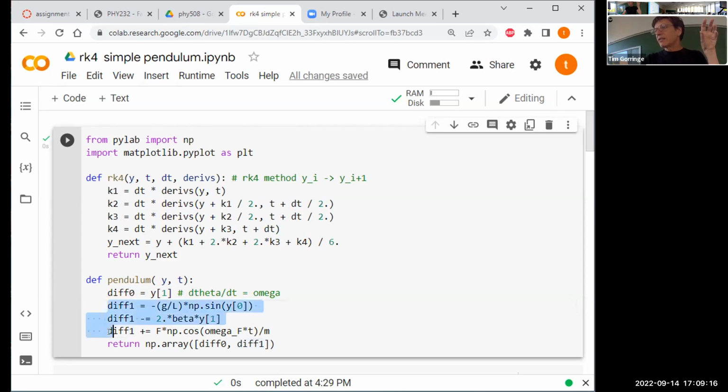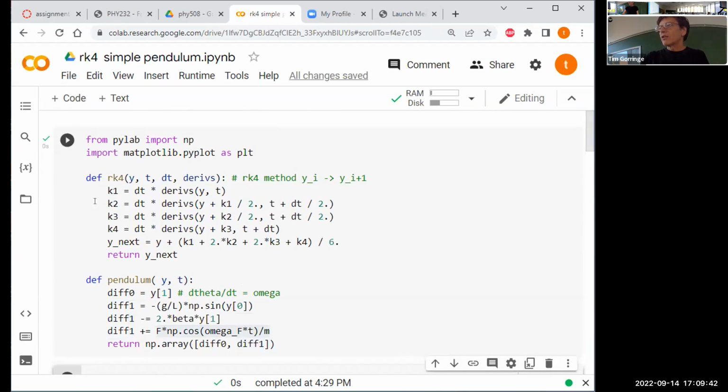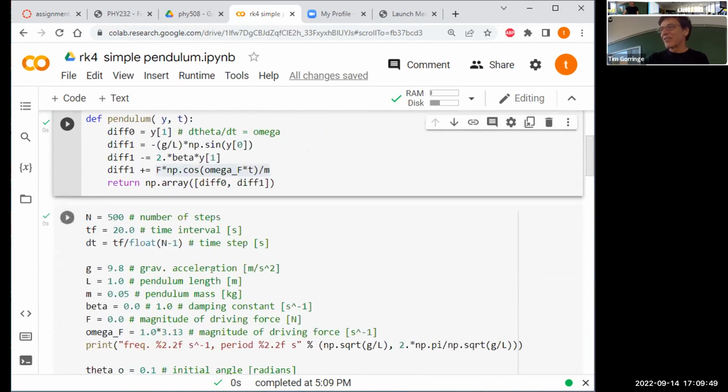And then this second differential, I've written it out in these three pieces. This is just this second differential. This is the rate of change of the angular velocity, and it's got three contributions: one from the restoring force, one from the resistive force, and one from the driving force here. So I'm just bit by bit adding them together. I could put this in one line, maybe that would be better. Okay, so those are my two user functions. Everybody okay with that? See if it works.